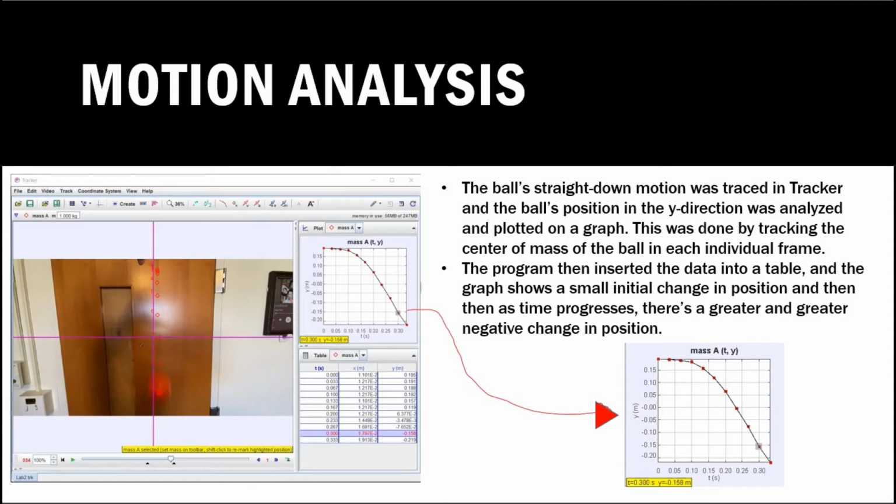Similar to the first lab, I used Tracker to accurately analyze the motion of the ball as it falls to the ground. The ball's straight down motion was traced in Tracker, and the ball's position in the y direction was analyzed and plotted on a graph. This was done by tracking the center of the mass of the ball in each individual frame. The program then inserted the data into a table, and the graph shows a small initial change in position in the y direction, and then as time progresses, there's a greater and greater negative change in the y position.